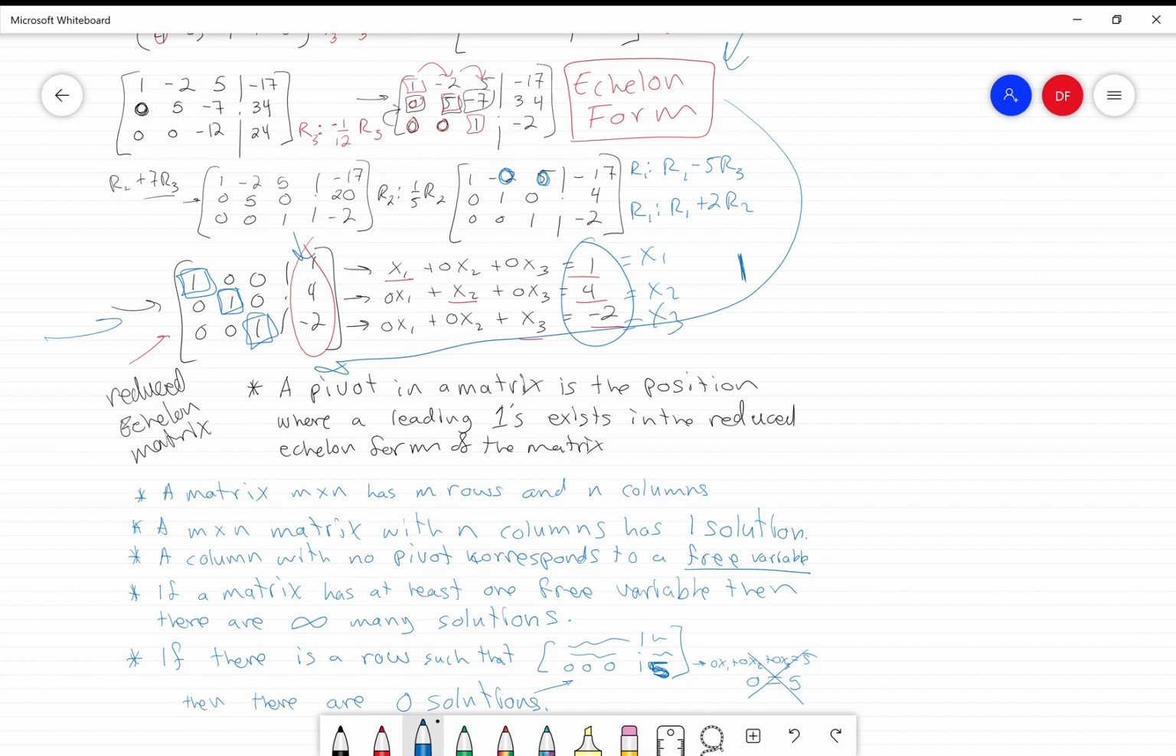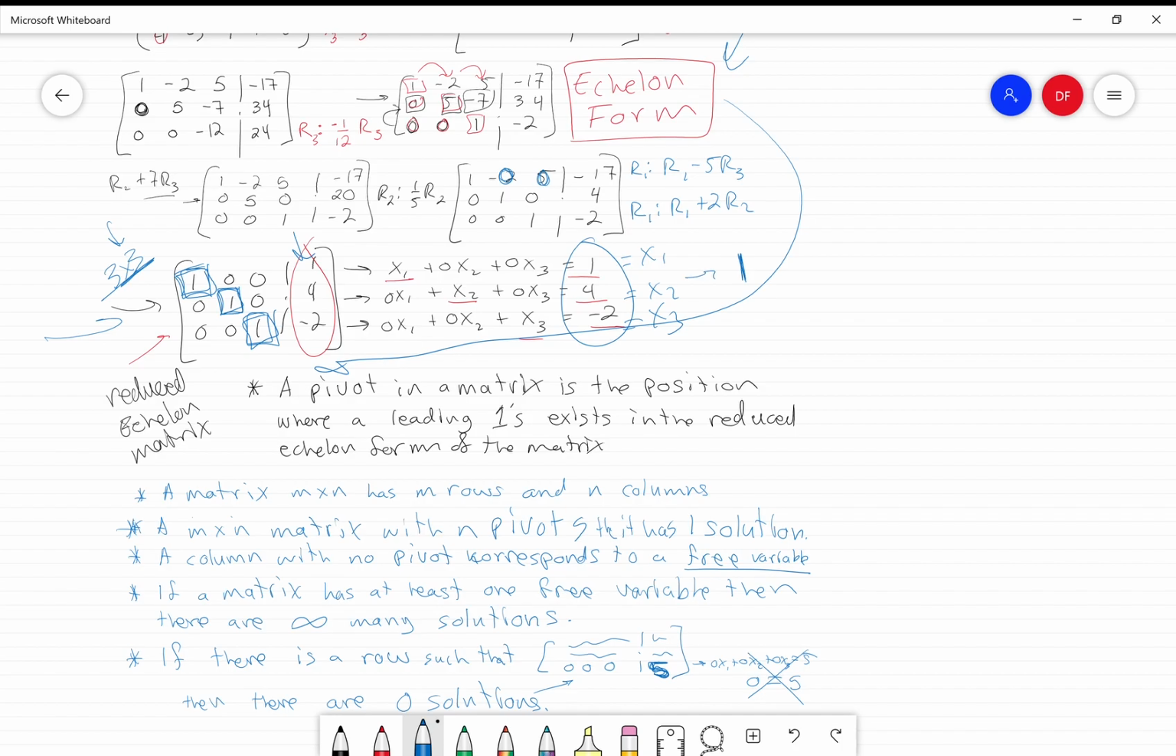Only one solution. Why? Because this is a 3 by 3 matrix, and I've told you right here, if an m by n matrix has n pivots, then it has one solution, okay? And this was a 3 by 3 matrix, and so n is 3, and it has 3 pivots, and therefore this only has one solution.